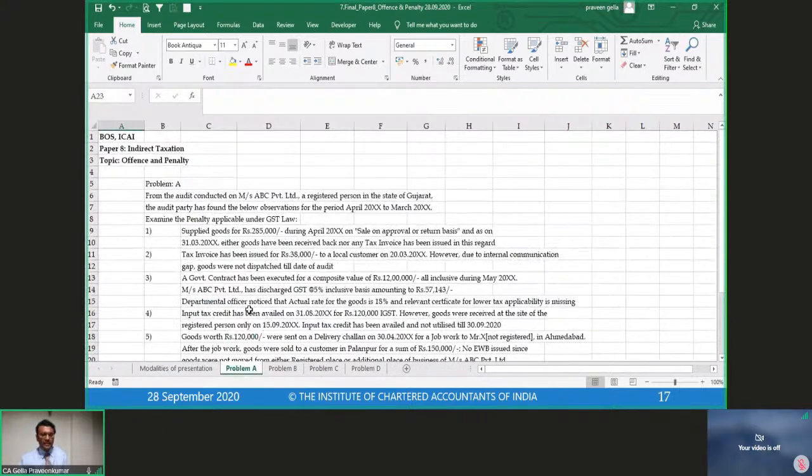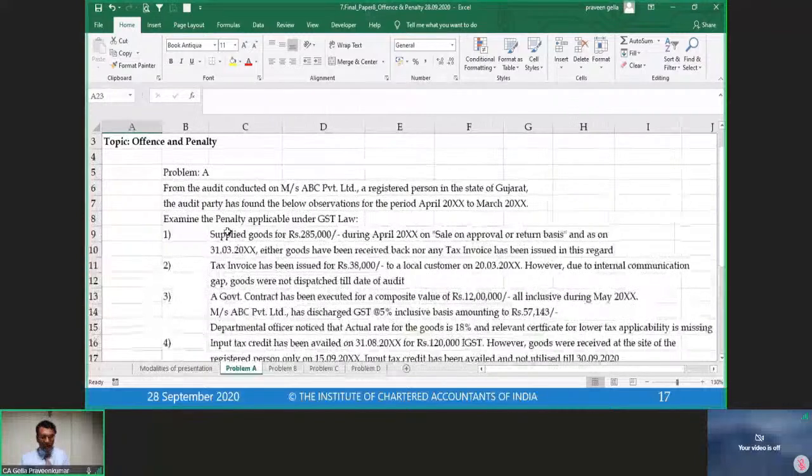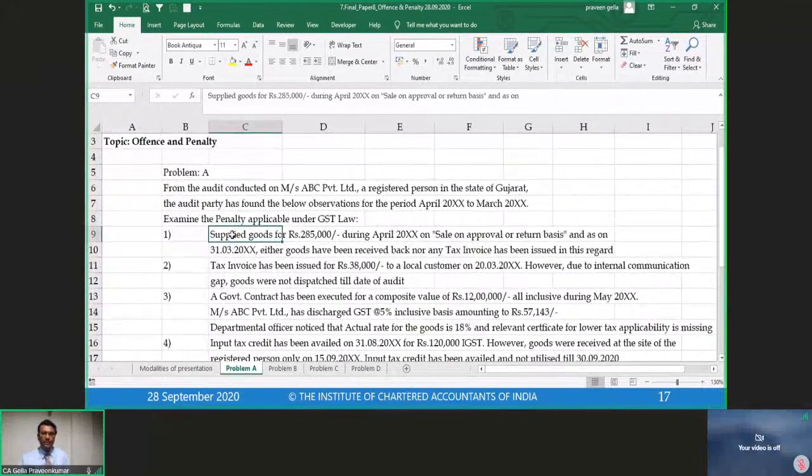Now, come to sheet number A, called part A. I'll increase the size. Hope this Excel file is visible to you at this size. Jay Srivastava, hope I have clarified your doubt.